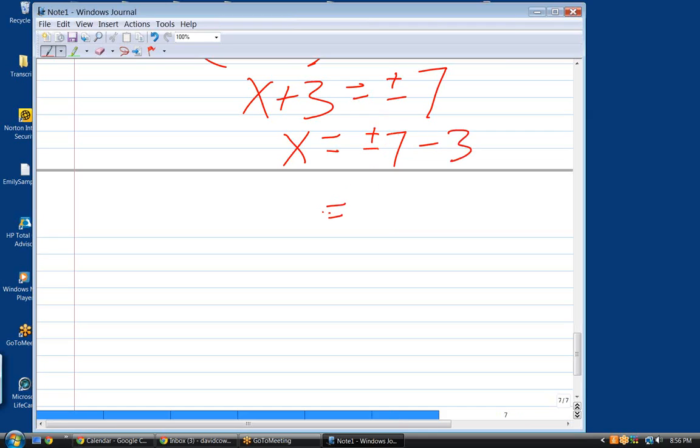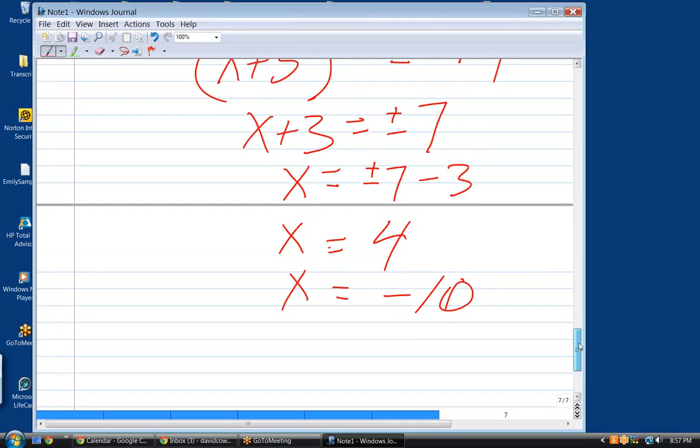Now we have to translate that. In other words, you don't want to leave an answer like this. This means two different numbers. What's the first one? Can't you just subtract the 3 from the 7? Yeah, the first one is the plus. So what happens when you put plus 7 minus 3? You get 4, right? What happens when you do minus 7 minus 3? You get negative 10.